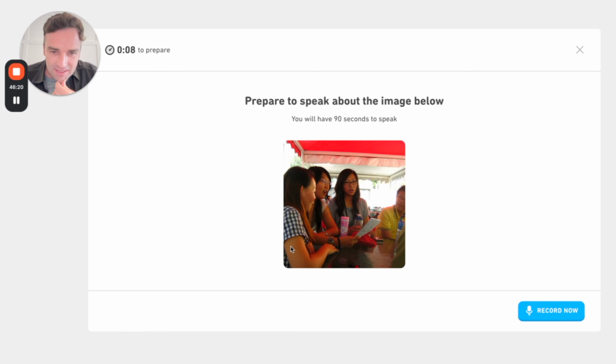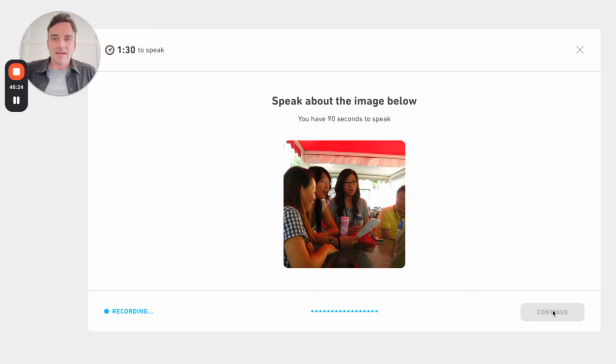Are they singing? Okay, let's go for it. This photo shows a group of women singing a song under a red tent. One of the women is holding a white paper. I presume this paper has the song lyrics on it, and the others are looking over her shoulder to also read the lyrics on the sheet of paper.